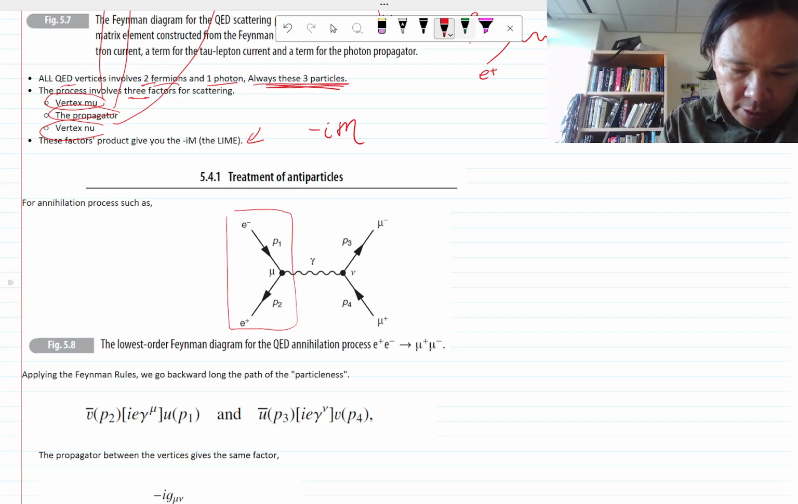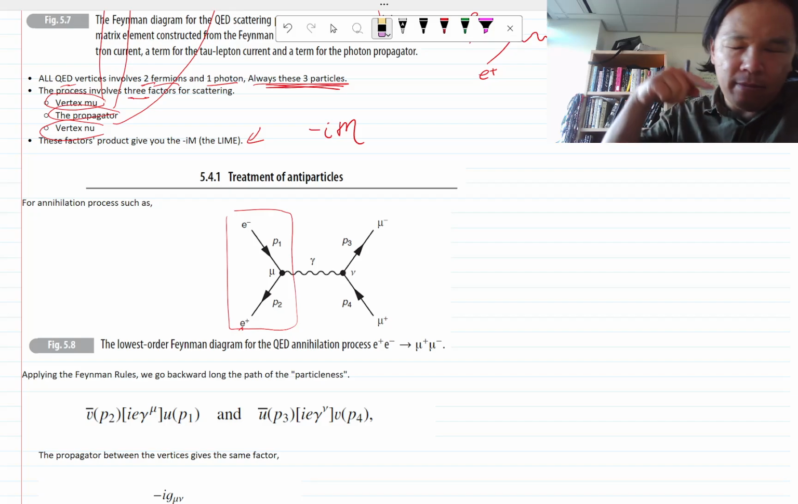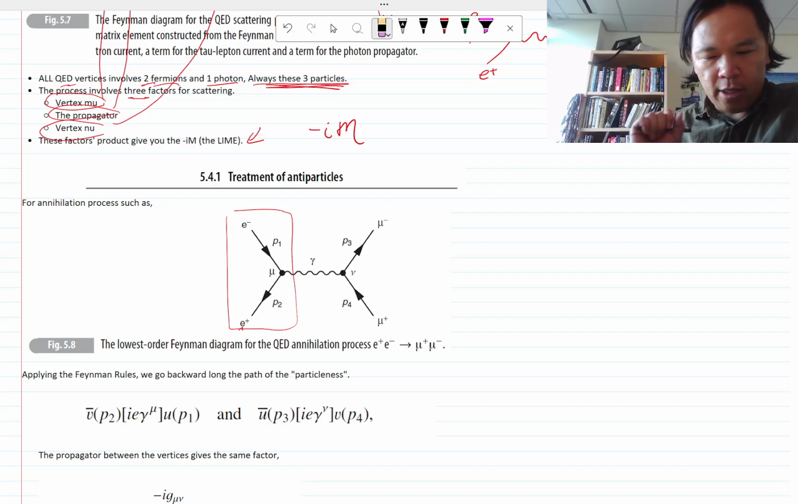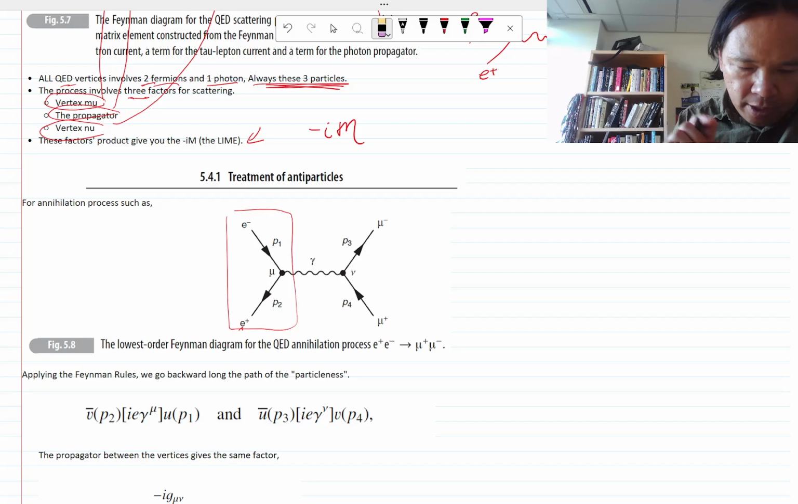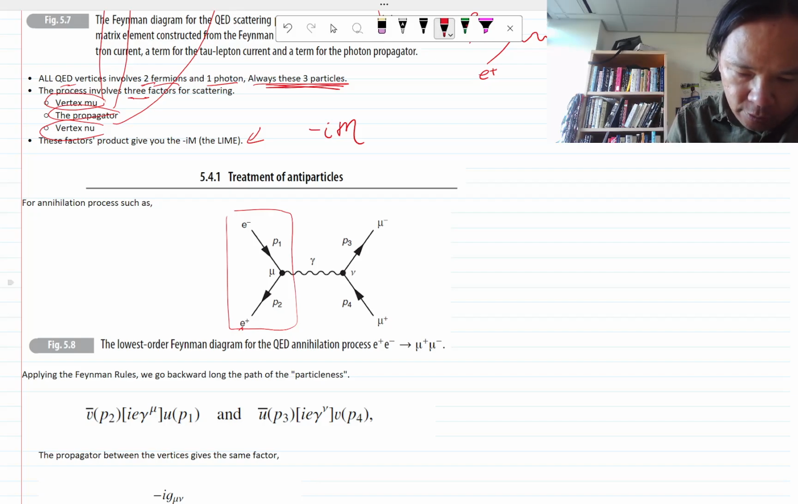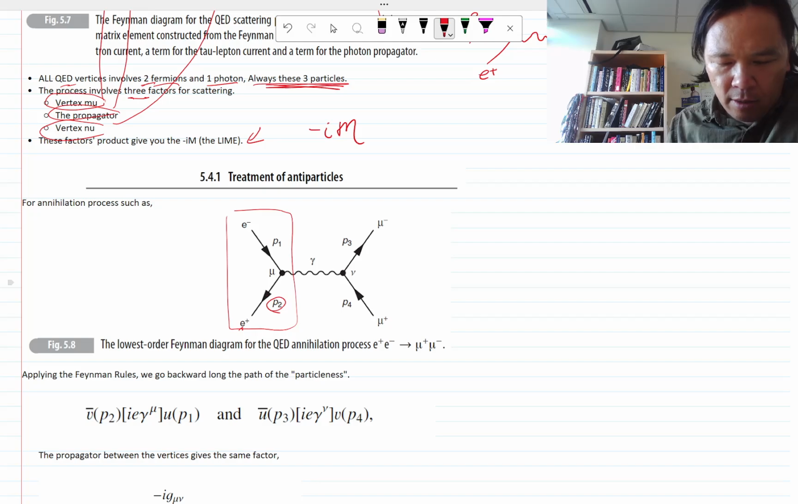You have an outgoing particle here, well, an incoming antiparticle, which is the same thing as an outgoing particle, because you should think of the antiparticle as going backward in time. A forward-going antiparticle is the same thing as a regular particle going backward in time, and that's what these arrows indicate. This anti-electron has a momentum p2.